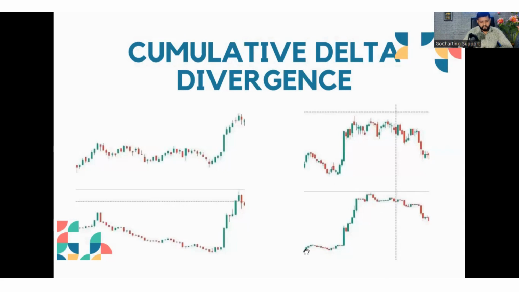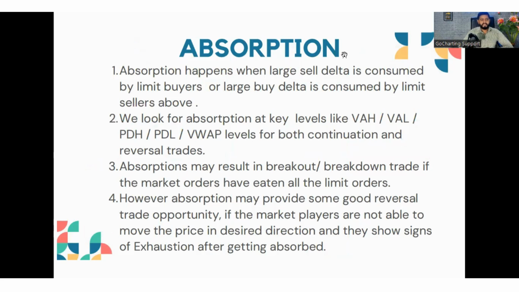And here you can see the delta is stable, but the price is coming down. On the other hand, here also you can see the delta is not coming down, but the price has come significantly down. So how does this cumulative delta divergence give us opportunity to trade? To understand that, we need to understand three more concepts, which are called absorption, exhaustion, and aggression on the opposite side. So what is absorption?